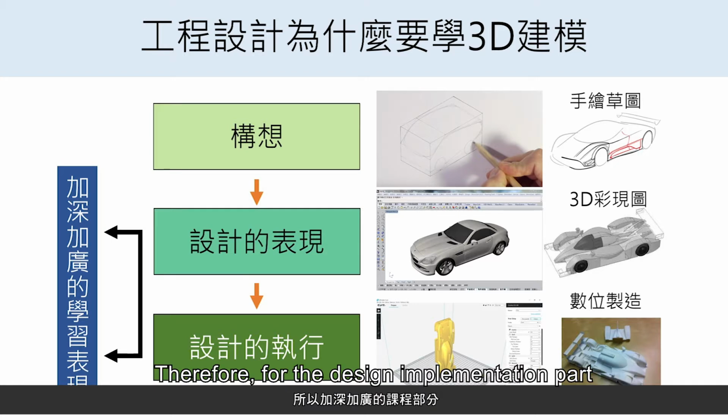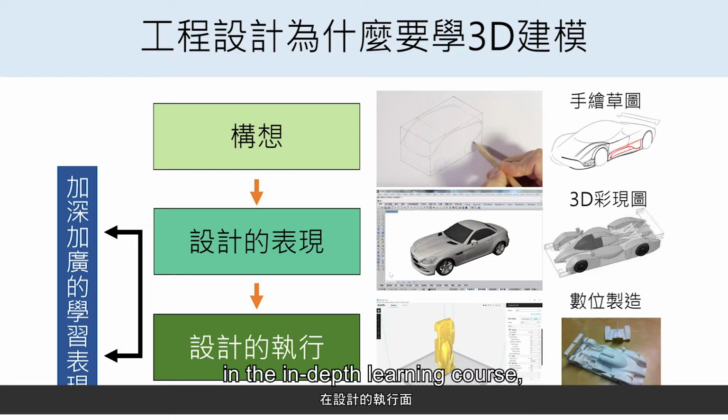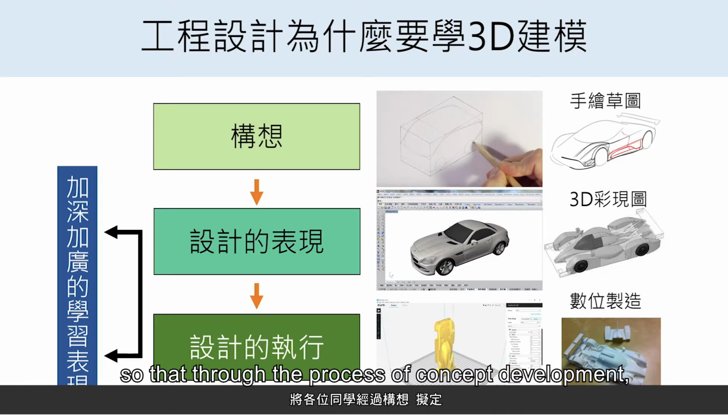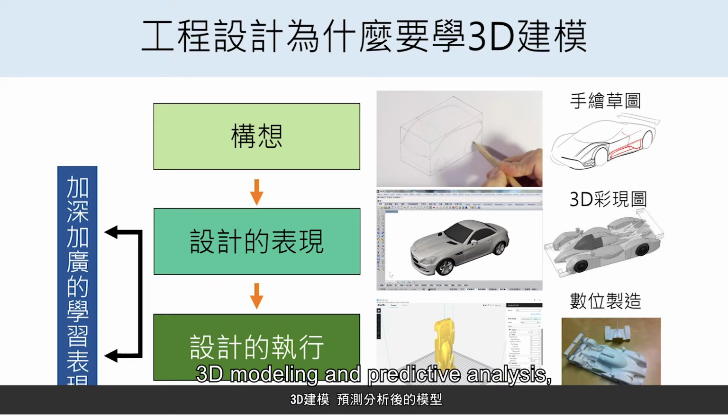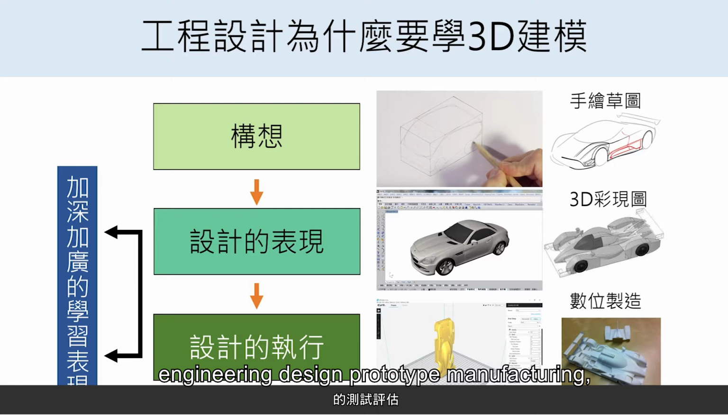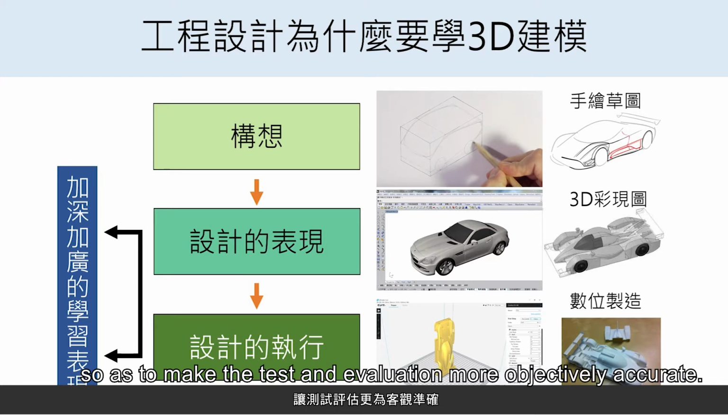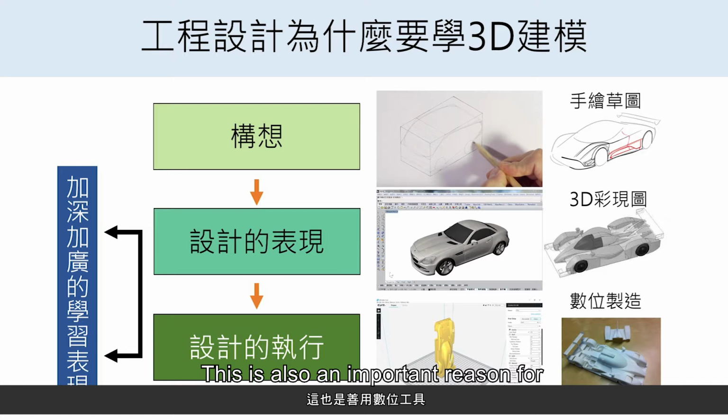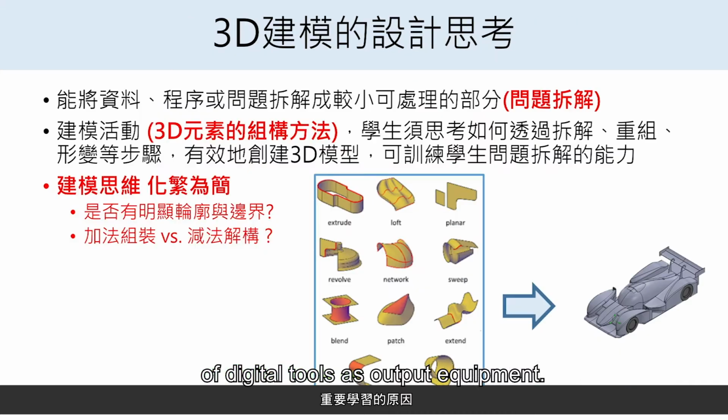Therefore, for the design implementation part in the in-depth learning course, students should use the digital output equipment as much as possible so that through the process of concept development, 3D modeling, and predictive analysis, the model can be further outputted and go into testing assessment after engineering design prototype manufacturing so as to make the test and evaluation more objectively accurate. This is also an important reason for learning how to make good use of digital tools as output equipment. For the learning of 3D modeling methods, here are 3 main learning tips.